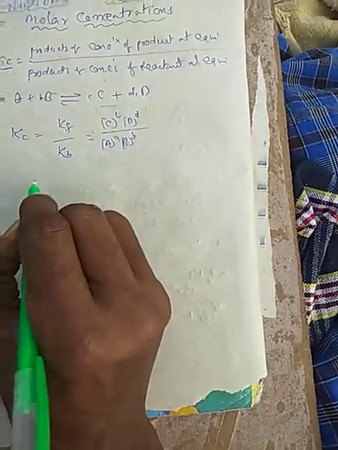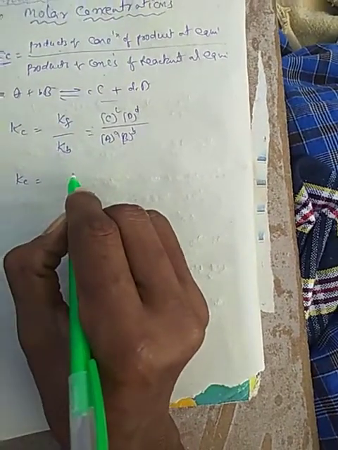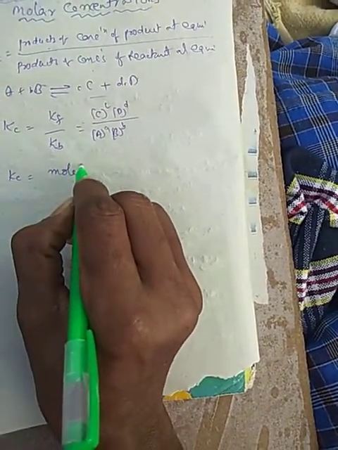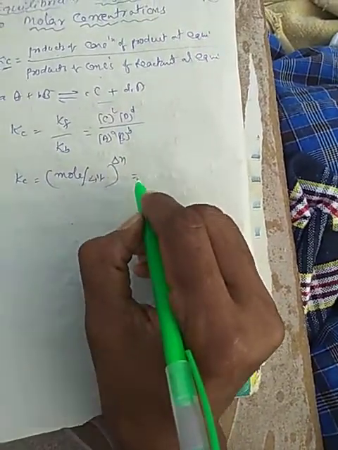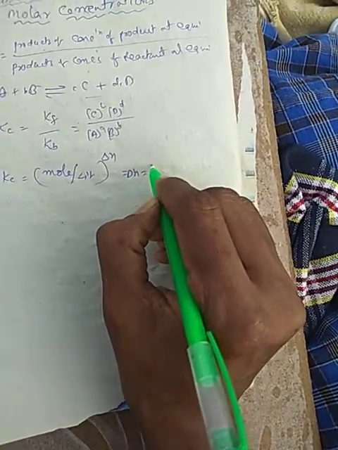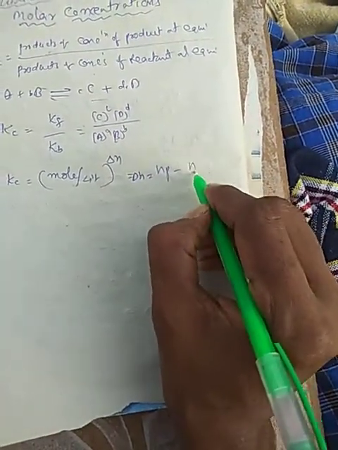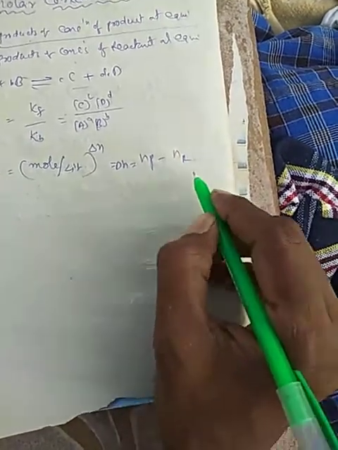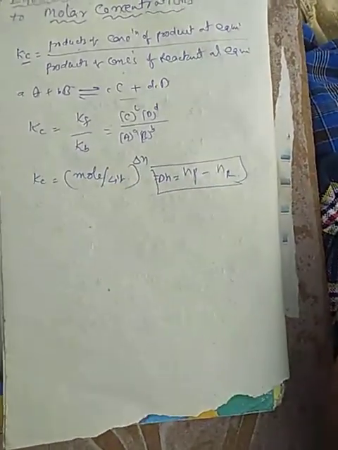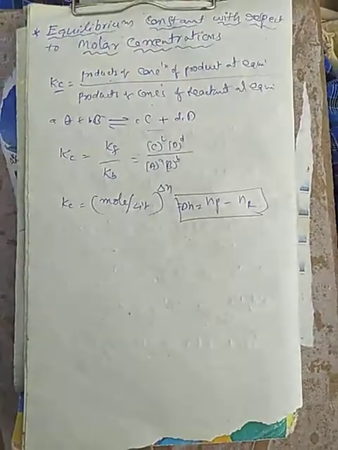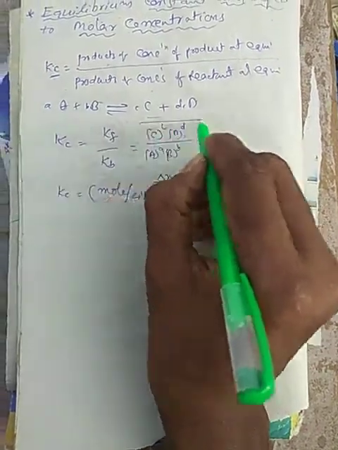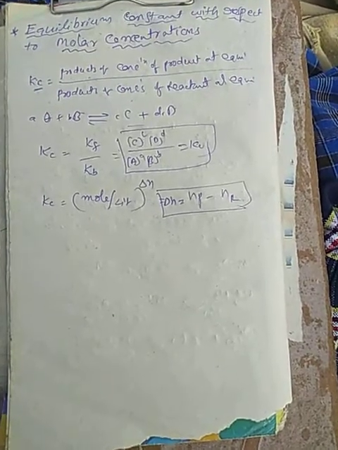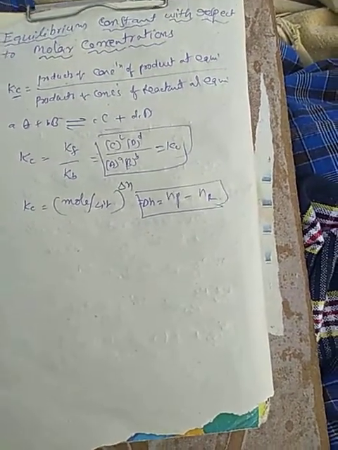Now you can write what are the units of Kc. The units of Kc are moles per liter to the power delta n, where delta n is nothing but the number of moles of product minus the number of moles of reactants. This is a very important formula with which you can find the value of the equilibrium constant with respect to molar concentration.